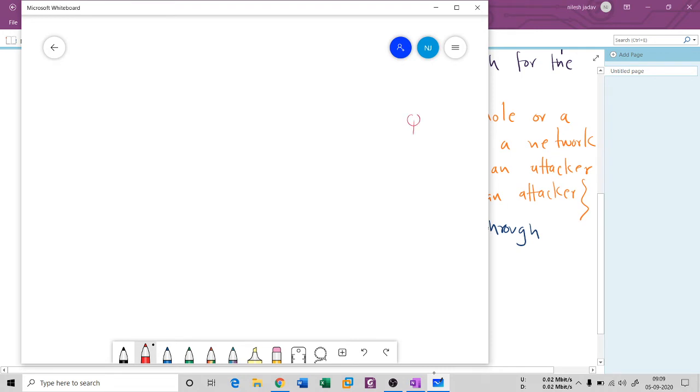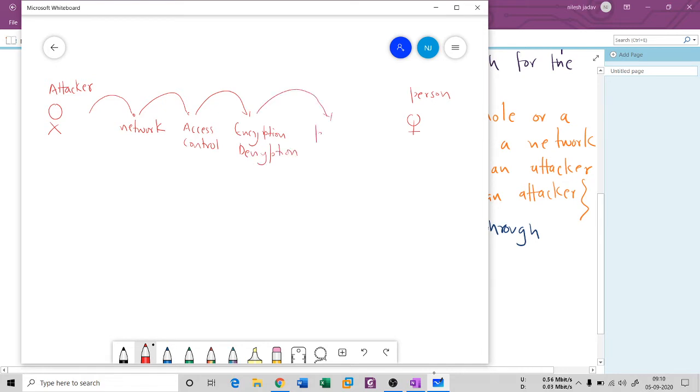If this person is a target, a person you want to target, and if this person is an attacker, then the attacker will try different hacking processes to access this person. He will attempt to gain access via several mechanisms, one after another. He can try a network attack here. Then after the network attack, he will try for access control. Maybe he will try some encryption decryption. After getting the access control, maybe he gets some username, password. Maybe he will try spam phishing or something like that, and then maybe he will use any kind of payload, a malware payload.